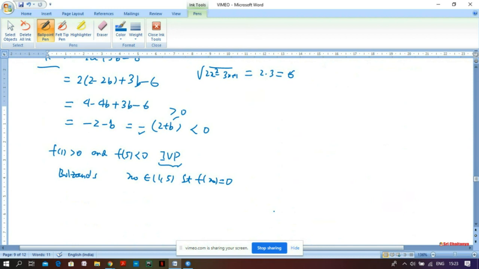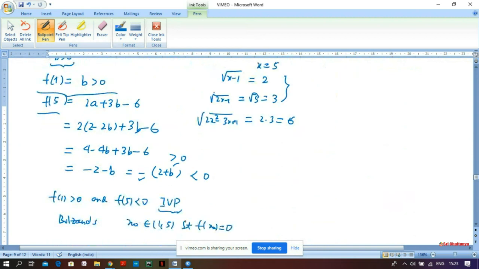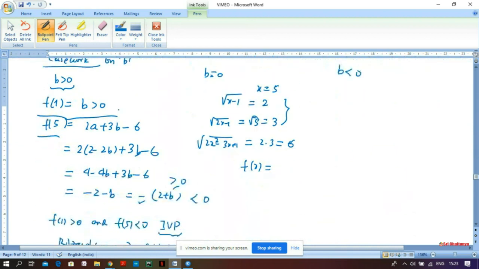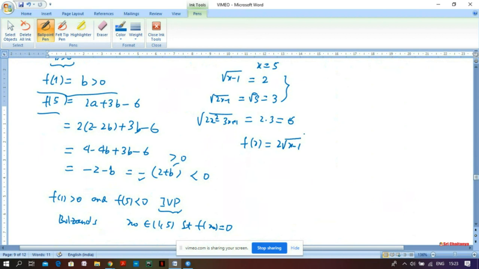Okay. So next, the other case is b is 0. This we can quickly finish. If b is 0, then f of x gets determined, and a becomes 2. So you get 2 root x minus 1, and then minus twice the square root of 2x squared minus 3x plus 1, and then this must be 0. If this is 0, then you get root x minus 1 equal to root of 2x squared minus 3x plus 1.